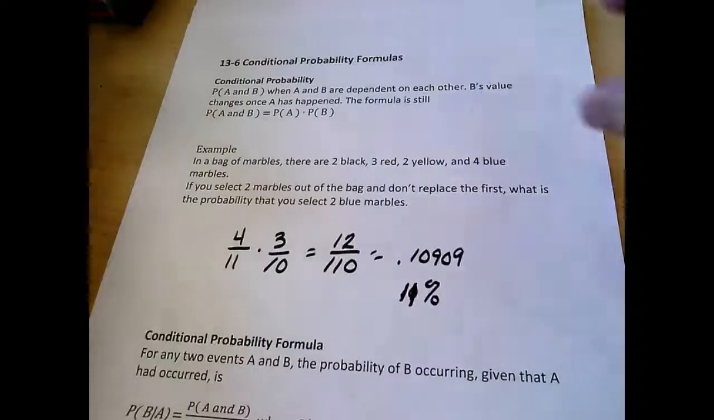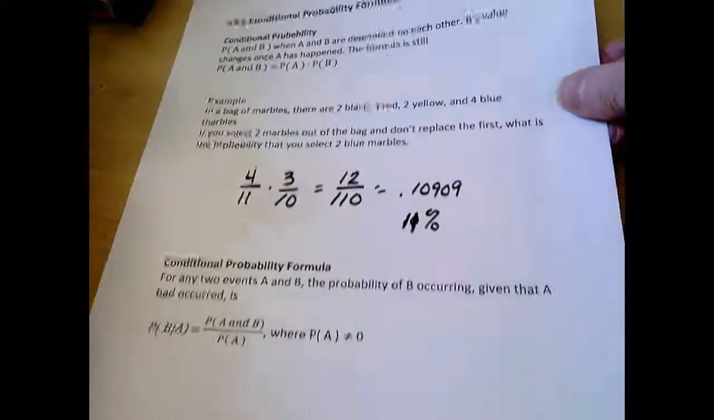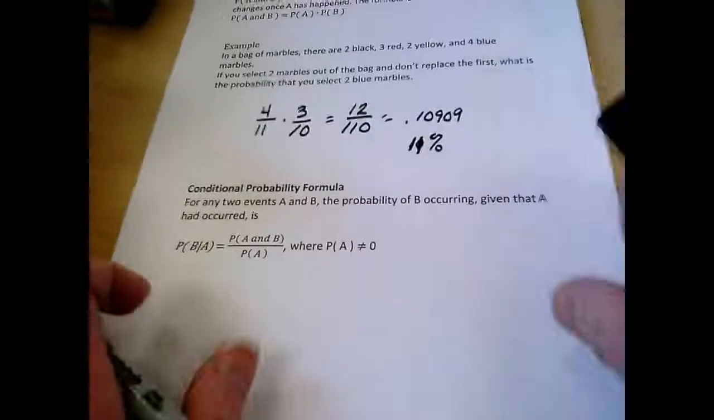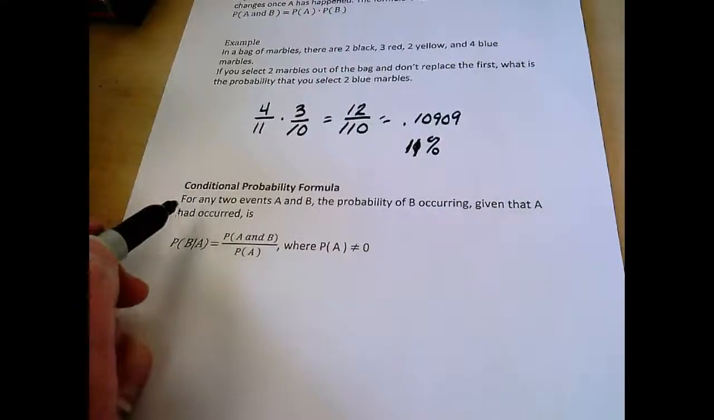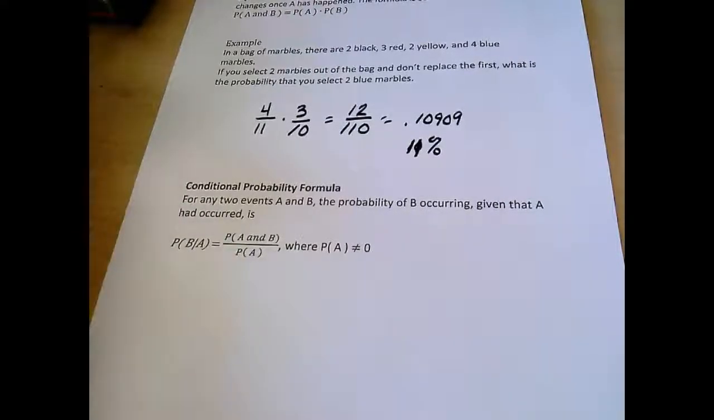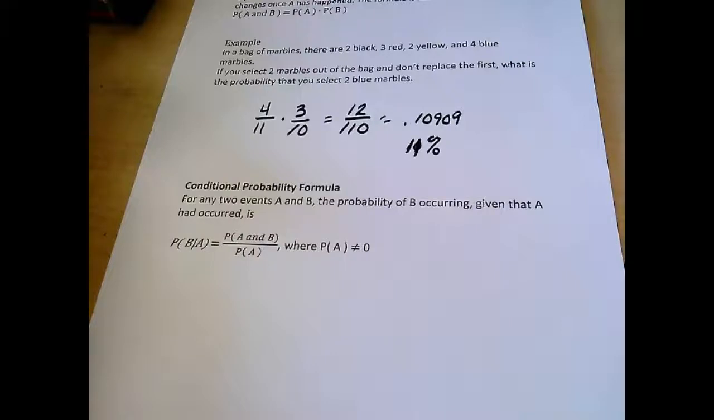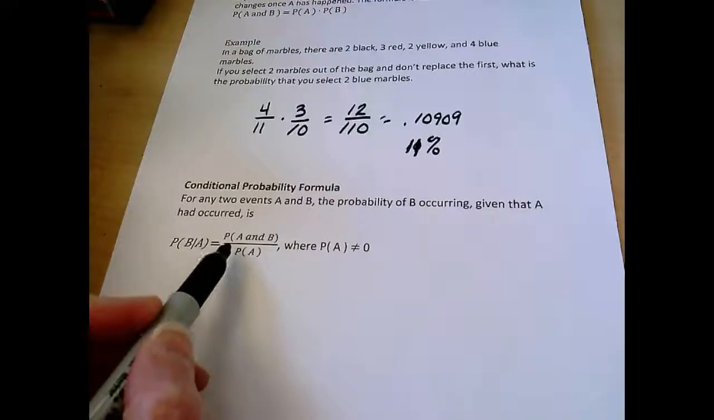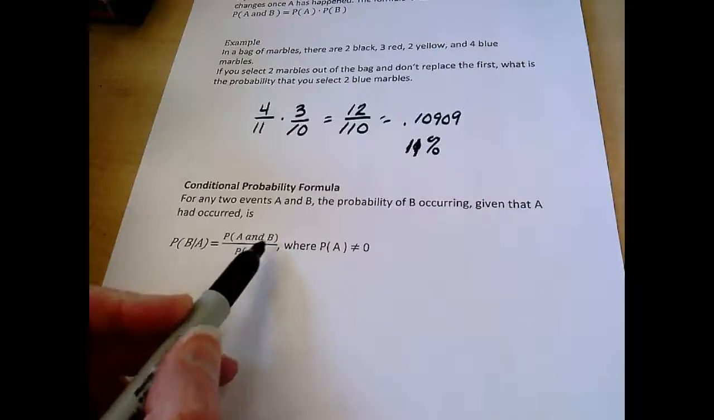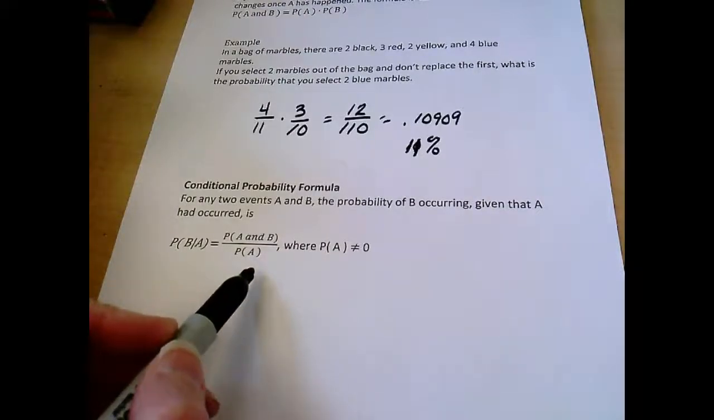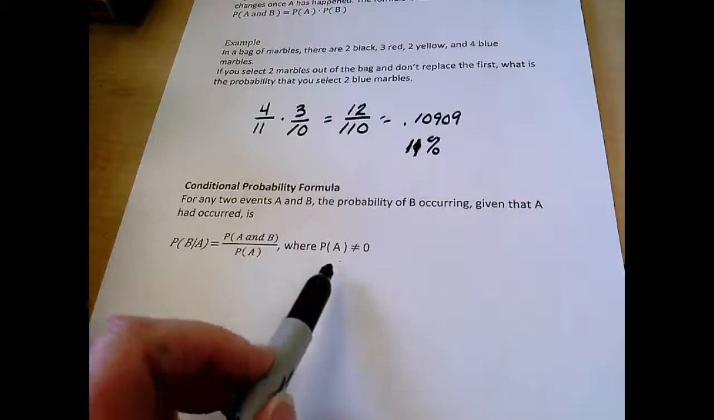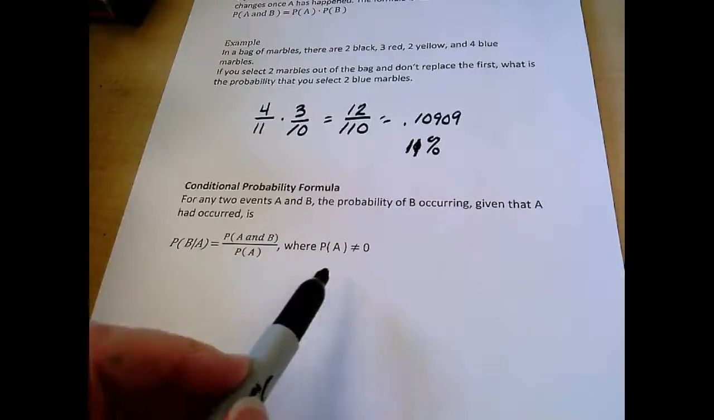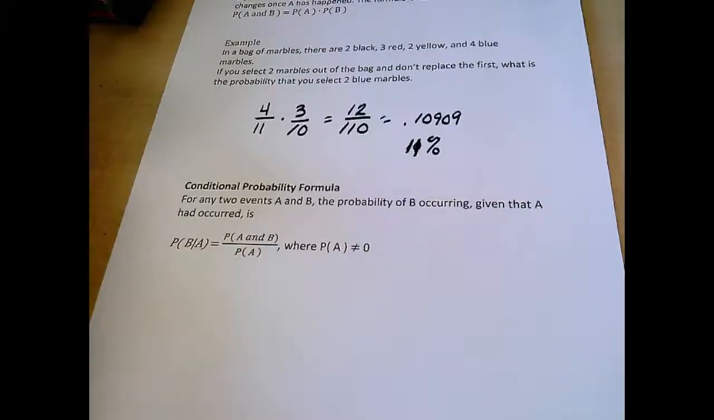So the other type of probability we're going to have is our conditional probability. For any events A and B, the probability of B occurring, given that A has occurred, is probability of B given A equals probability of A and B divided by the probability of A, where our probability of A cannot equal 0 because, again, we can never divide by 0.